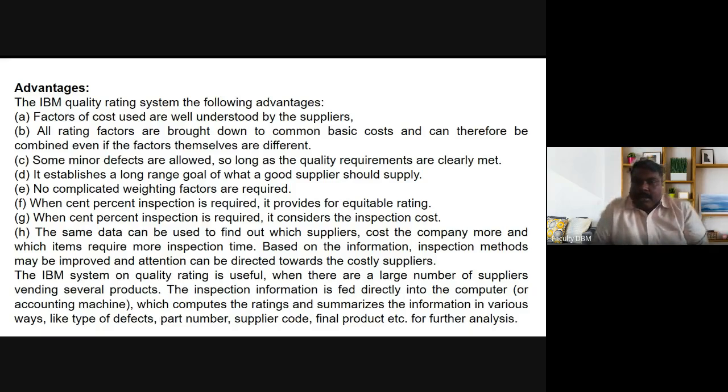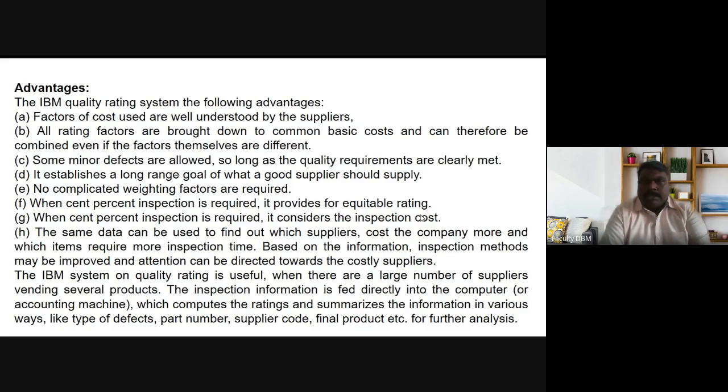and when there are a large number of suppliers vending several products, the inspection information is fed directly into the computer or auto accounting machine, which computes the ratings and summarizes the information in various ways, like type of defects, part number, supplier code, final product. Nowadays everyone is using automation systems. Even in this IBM quality rating system, they are going to use computers which compute the rating. So this is not done manually, they are going to use the computers. So this is what we have covered here.